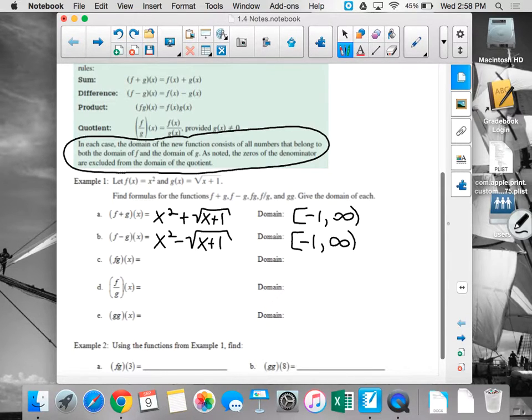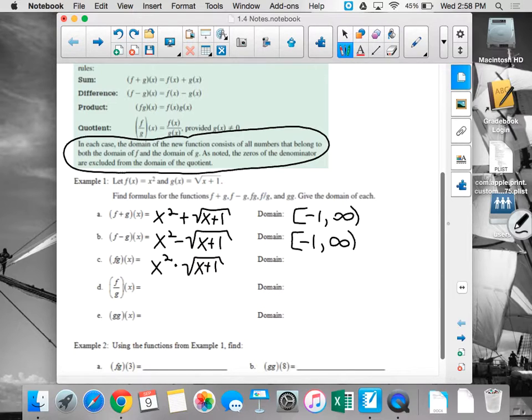Now f times g is going to be where you take your f of x function, which is x squared, and you're going to multiply it by your g of x function, which is the square root of x plus 1. And again, not able to simplify it.